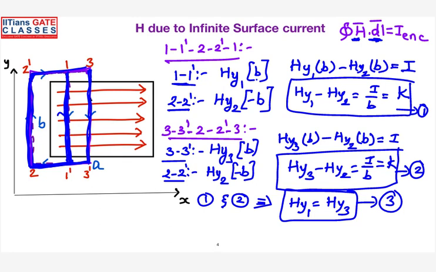and Hy3 is the magnetic field when you are moving very, very far away from the source. So what this conclusion says is, irrespective of the position, if this is the sheet of current, whether you are near to the source or far away from the source, the magnetic field intensity magnitude remains same. That's what we have seen here. So I can say that the magnetic field is independent of the distance.